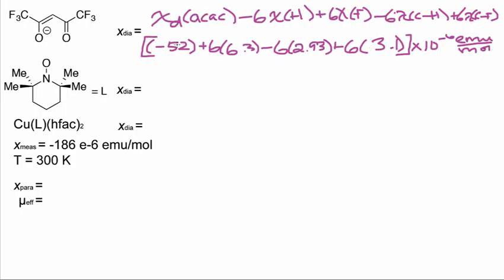All we've done really in this case is we've taken hfac and we've substituted out the carbon hydrogens for carbon fluorines. The diamagnetic correction that we should get, once we've added it all up, is negative 88.78 times 10 to the negative 6 emu per mole. And so that is the diamagnetic correction for one hfac. I'm just going to clean out the palette real quick.